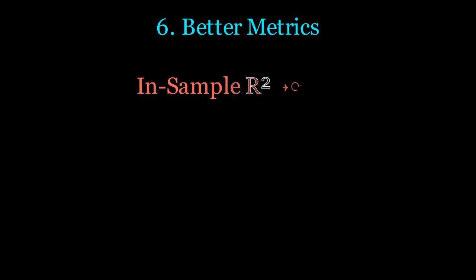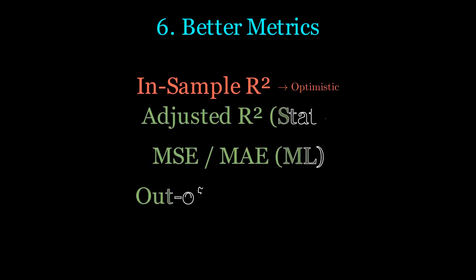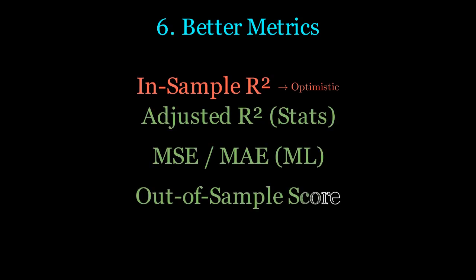Why is R-squared dangerous? Because in-sample metrics can be artificially inflated by adding more variables, even if they are irrelevant. This is why we use adjusted R-squared in statistics, and more importantly, out-of-sample metrics like mean squared error or mean absolute error on the test set in machine learning.